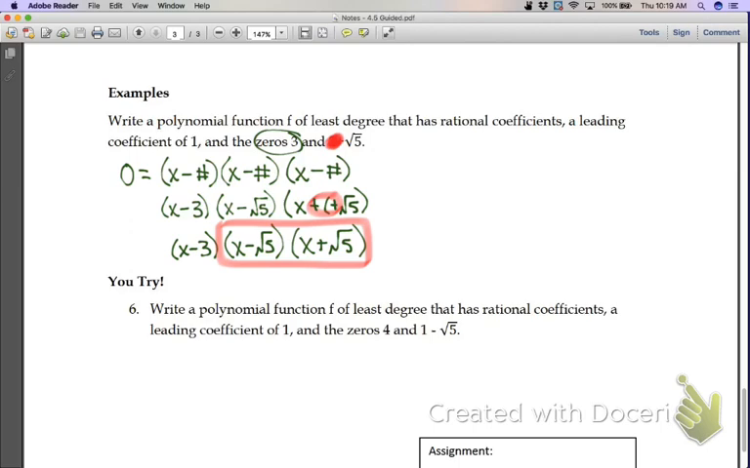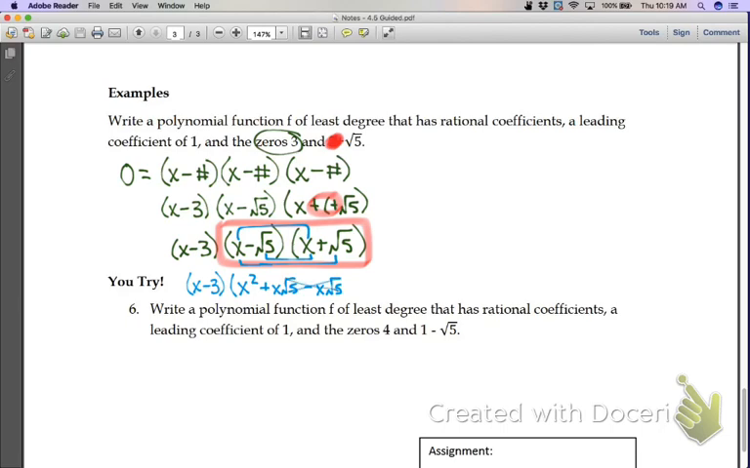So if I multiply x minus the square root of 5 times x plus the square root of 5, I'm just going to rewrite the x minus 3. What's x times x? X squared. What's going to happen with the x times the square root of 5 and x times the negative square root of 5? What's going to happen in the middle? If you're not sure, just multiply it. So x times the square root of 5 minus x times the square root of 5. What's going to happen right there? They're going to go away.